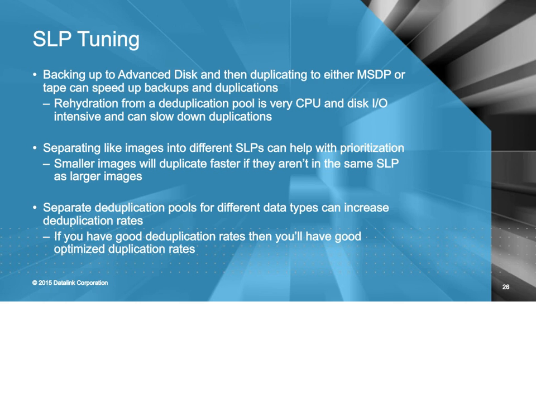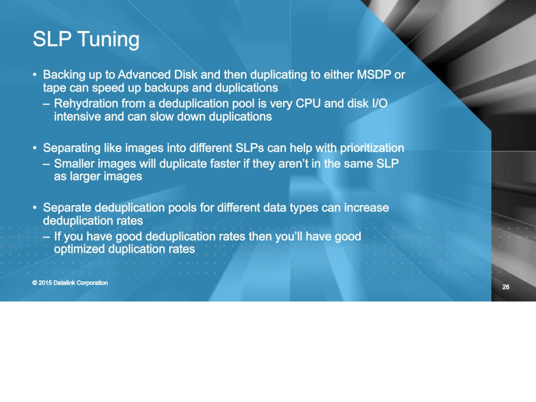Something else you can do is to separate your deduplication pools for different data types so that you can increase your deduplication rates. I touched on this a little bit before talking about deduplication and how if you have a bunch of Windows backups, there's no need to store all of the Windows system data since it doesn't change. So if you combine all of those backups into a single deduplication pool, you'll see really good deduplication rates. Databases tend to not deduplicate as well, especially if they're Oracle, but they will deduplicate better than they would with a Windows image. So again, separating those out can really help.